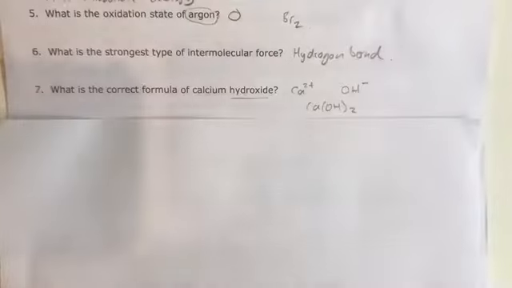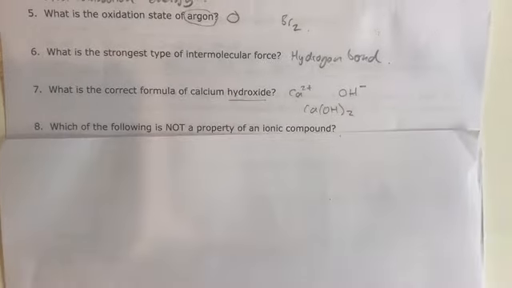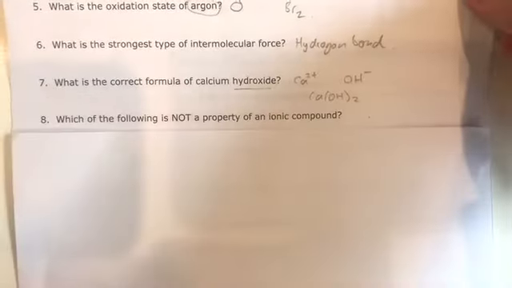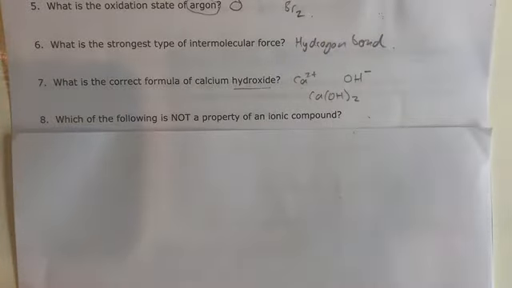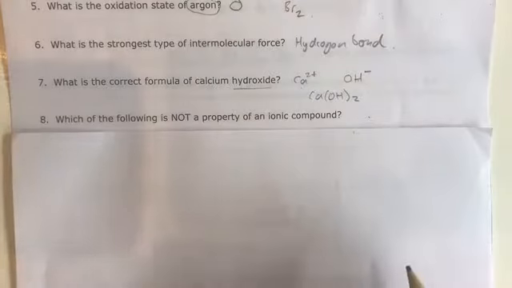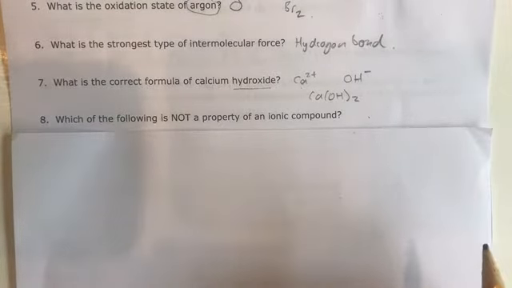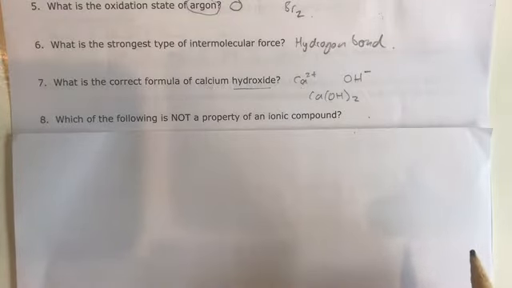Right, next, number 8, which is not a property of an ionic compound. Okay, so on this one, we had soluble in water, brittle, high melting point, conducts when solid, all right, and those were your options.